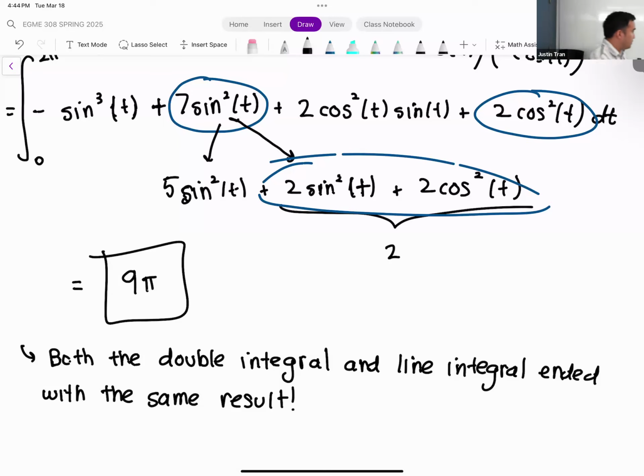Okay. And so in this situation, you don't need to do both, unless the problem asks you to do both. And so, if you were asked to compute this line integral around the region, you could instead compute the double integral and get the same result through Green's theorem.